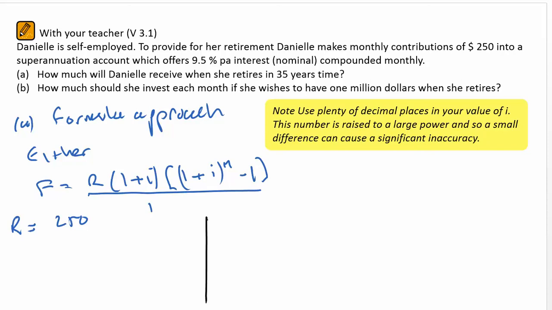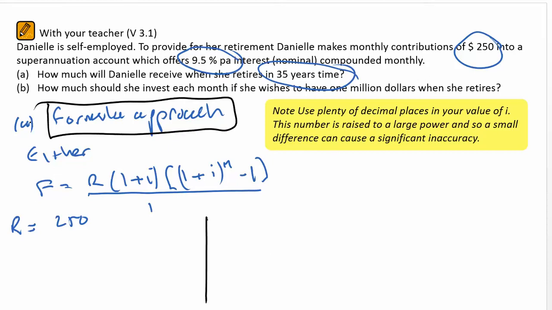Now, in this problem here, we've got Danielle making a regular payment figure of $250 to a superannuation account paying 9.5%. We're after what she comes up with after 35 years in Part A. Now, please notice when we're asked to follow a formula or use a formula approach, that means we'll either make use of the annuities in advance formula or, as you've seen before, the sequence notation. In other words, the first order difference or recurrence equation case.